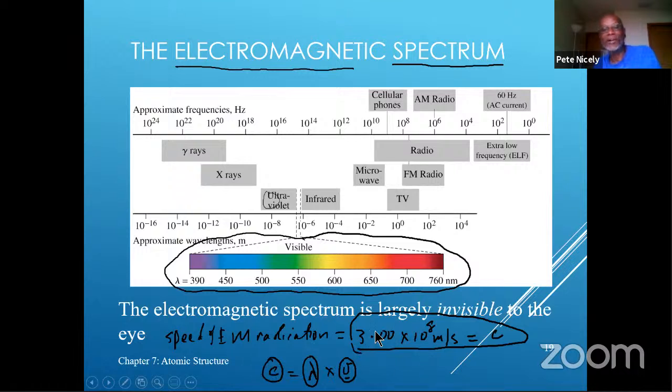Which is, as I said before, a constant, which is 3.00 times 10 to the 8 meters per second, all right? Okay, any questions about the electromagnetic spectrum or the relationship between speed, frequency, and wavelength? Any questions? Okay, so let me see what's next here.